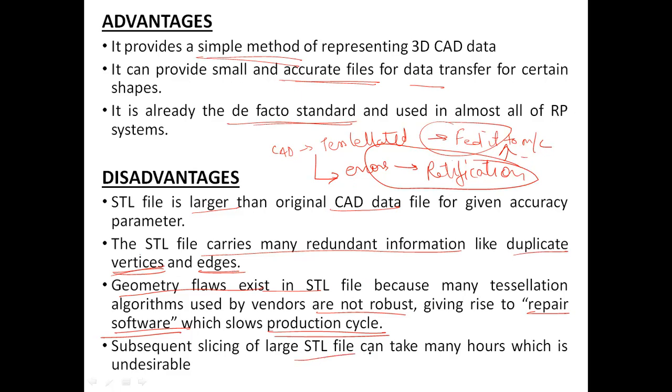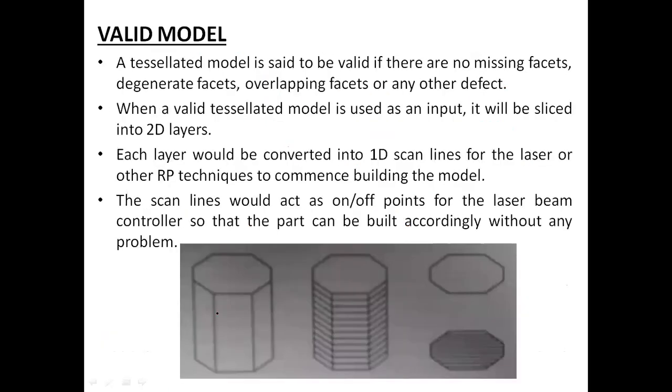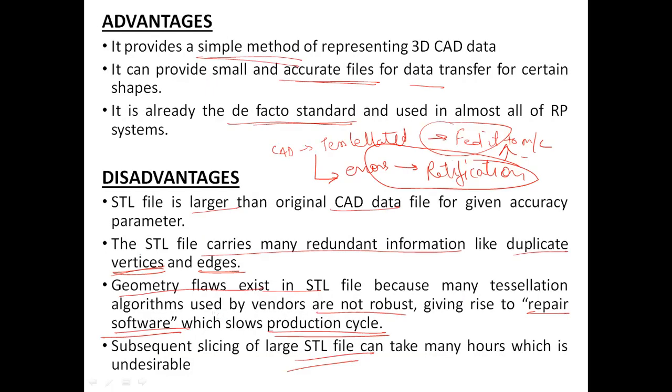Slicing of a large STL file can take many hours, which is almost undesirable, and that is actually very true. Because when you have a large model and a large STL file, and you are going for thin slicing, then because of all the tessellation errors and all the processes that need to be done here, and then when you feed it to the machine, you basically do slicing in between. So this adds a lot of time. This combination of error rectification and slicing actually takes a lot of time.